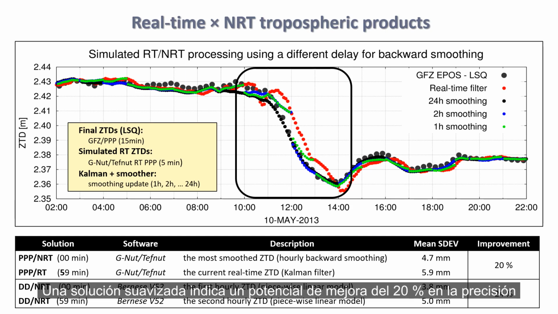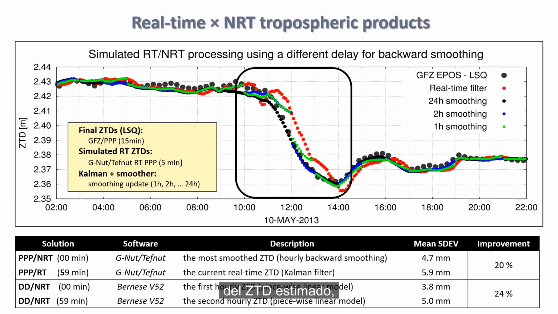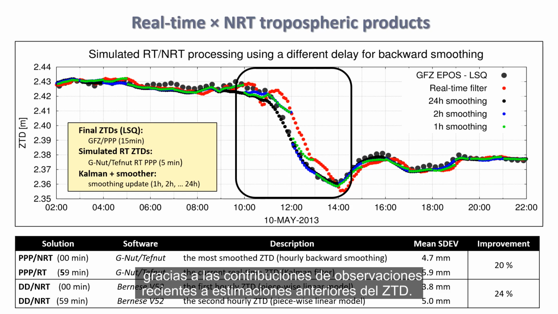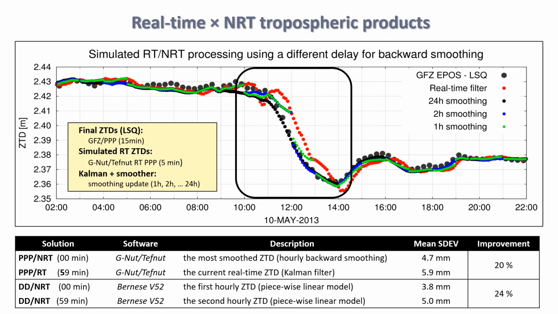A smooth solution indicates a potential 20% improvement in accuracy of estimated ZTD, however, at the cost of increased product latency. The smoothing effect increases with the length of the period. In other words, the accuracy increases thanks to the contributions from recent observations to the older ZTD estimates.